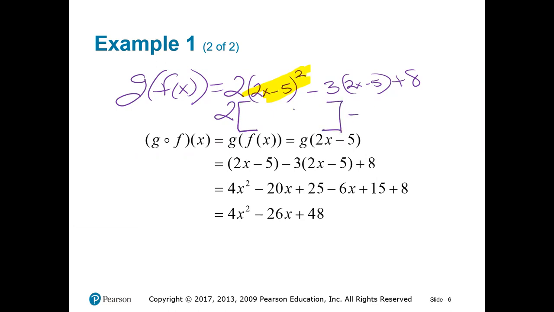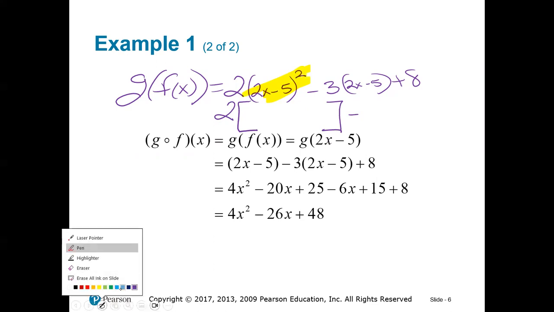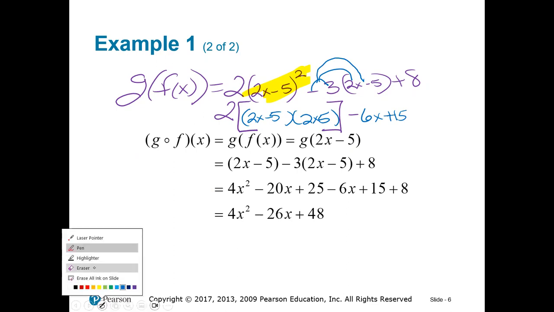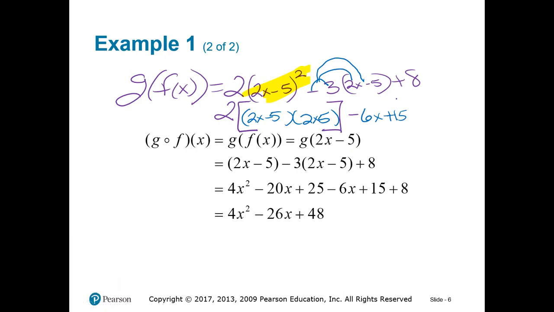And I'm going to hang on just a minute on that next part. And let's change this to this color. So I'm going to bring this down: 2x minus 5 times 2x minus 5. I'm going to take this negative 3 times that positive 2x. So I get this. Take this negative 3 times that negative 5 gives me this. All right, so now let's bring down the positive 8.